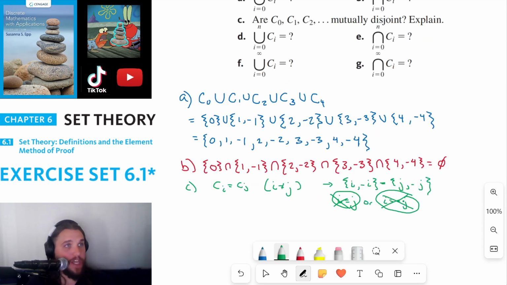So we can explain this using a proof by contradiction. The very assumption that two of these C sub i's are the same leads to a logical contradiction. And so therefore, all of these C sub i's are mutually disjoint.